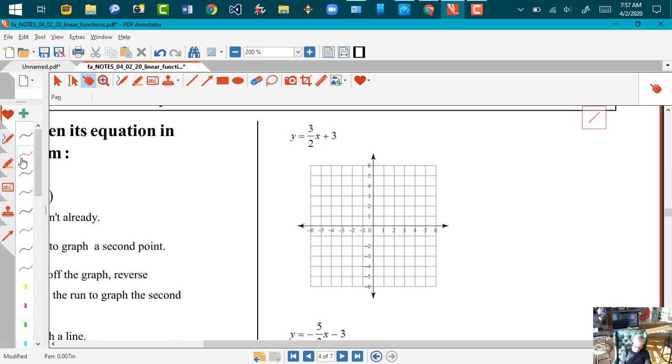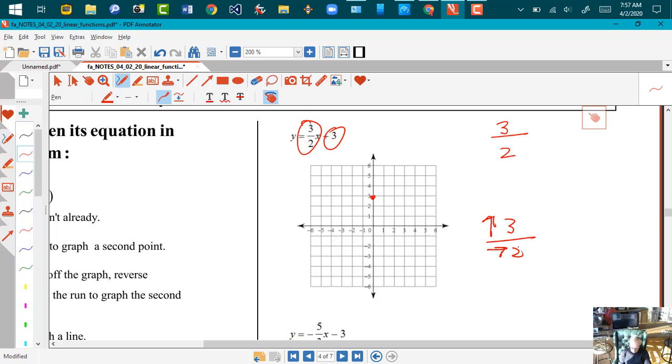Okay, so this one is, once again, the slope would be 3/2. The y-intercept is 3. Go to 3 on the y-axis. A slope of positive 3 over positive 2 means go up 3 and to the right 2. So I'm going to go 1, 2, 3, 1, 2. Then I'm going to connect the dots.